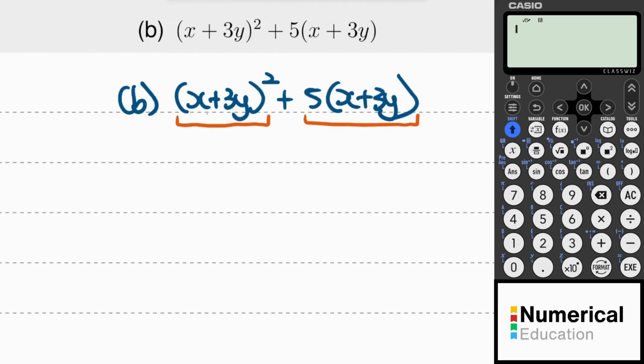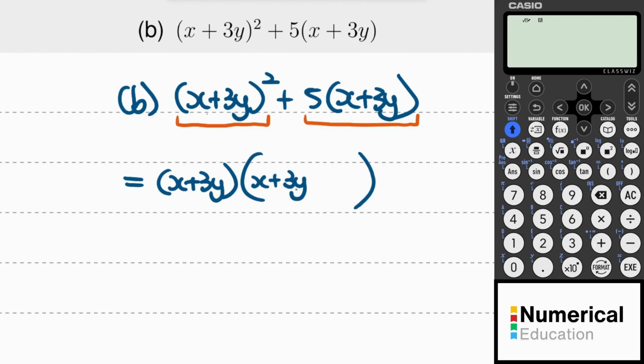Now, out of those two terms that I've underlined in orange, there is something that's common. They both have an x plus 3y factor that I could factorize out. So if I factorize an x plus 3y out, I'm going to have something remaining. If I take an x plus 3y out from the first bracket, I'm still going to have an x plus 3y term remaining out of that first term because I had two of those terms initially. So one of them will still remain inside that bracket there.